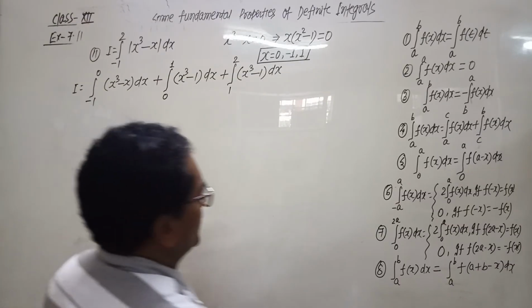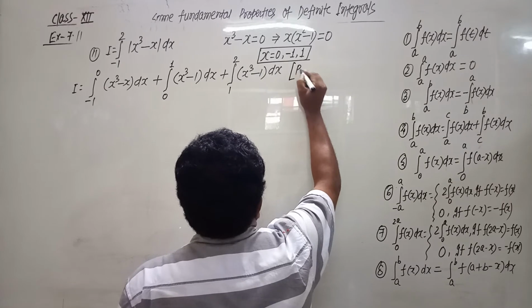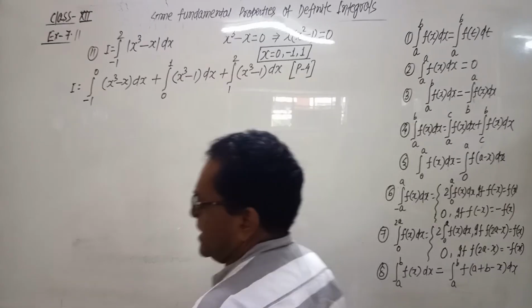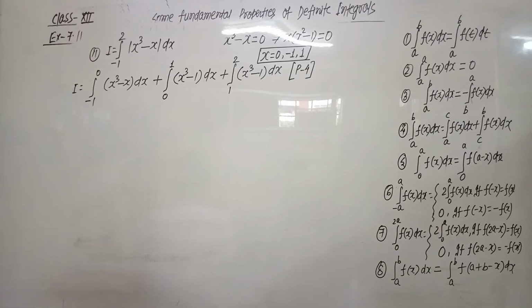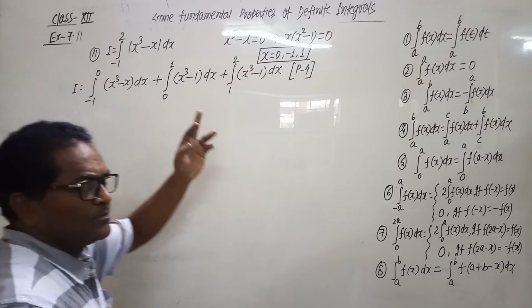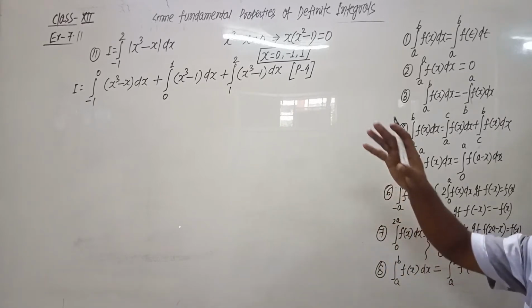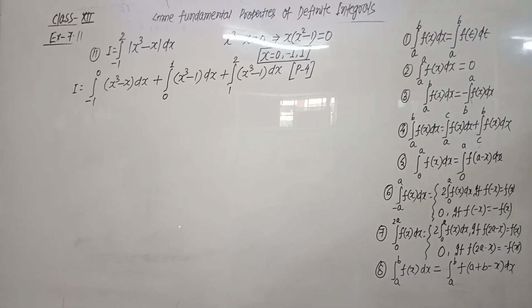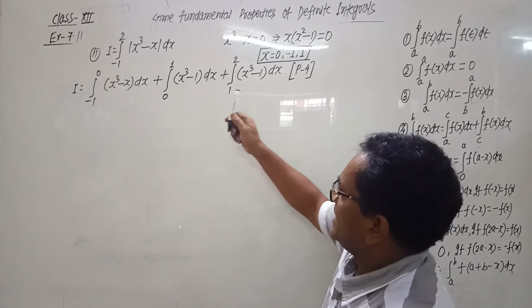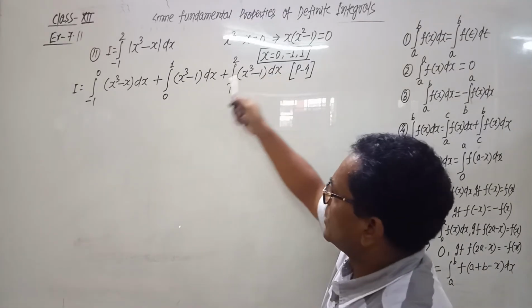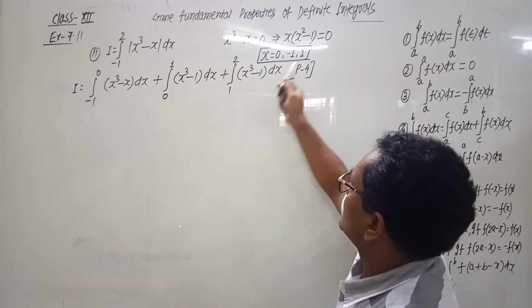So we have used property number 4, P4. We decompose the expression. Firstly, we remove the modulus and make it equal to 0, then we find the value of x, and the values of x come to be 0, -1 and 1, and all these values lie between -1 and 2. So we decompose it starting from the lower limit -1 to 0, then from 0 to 1, and then from 1 to 2.